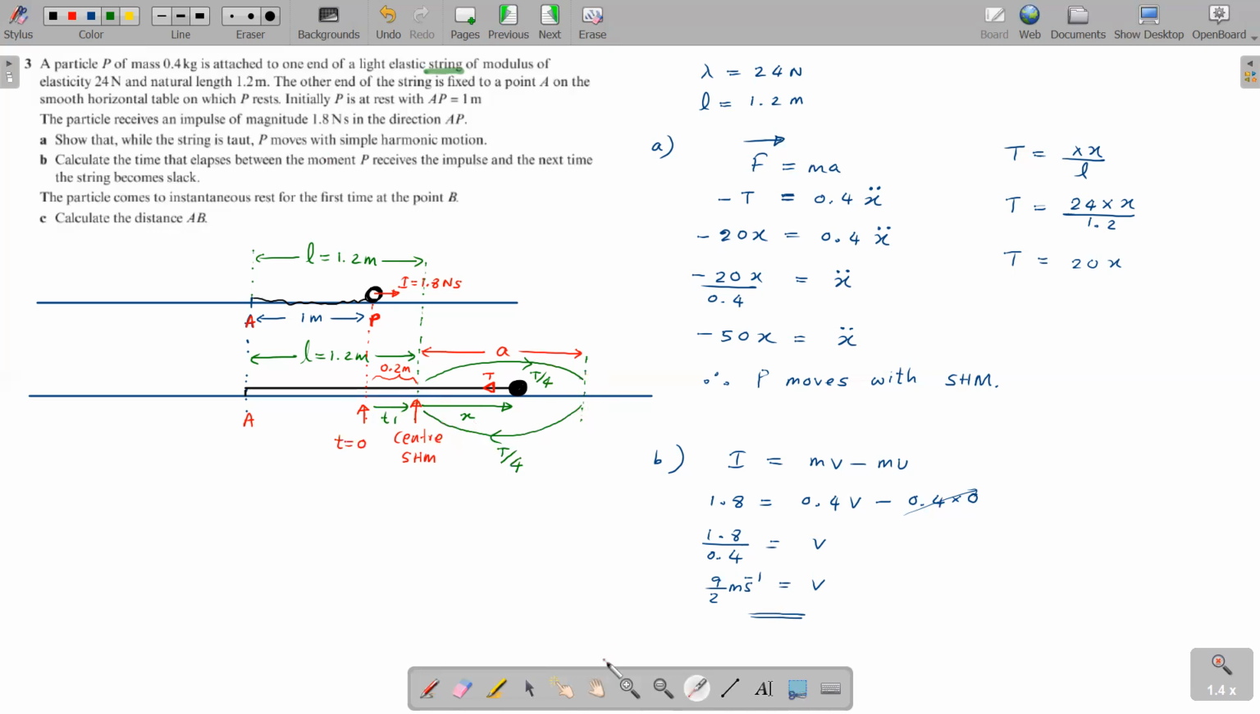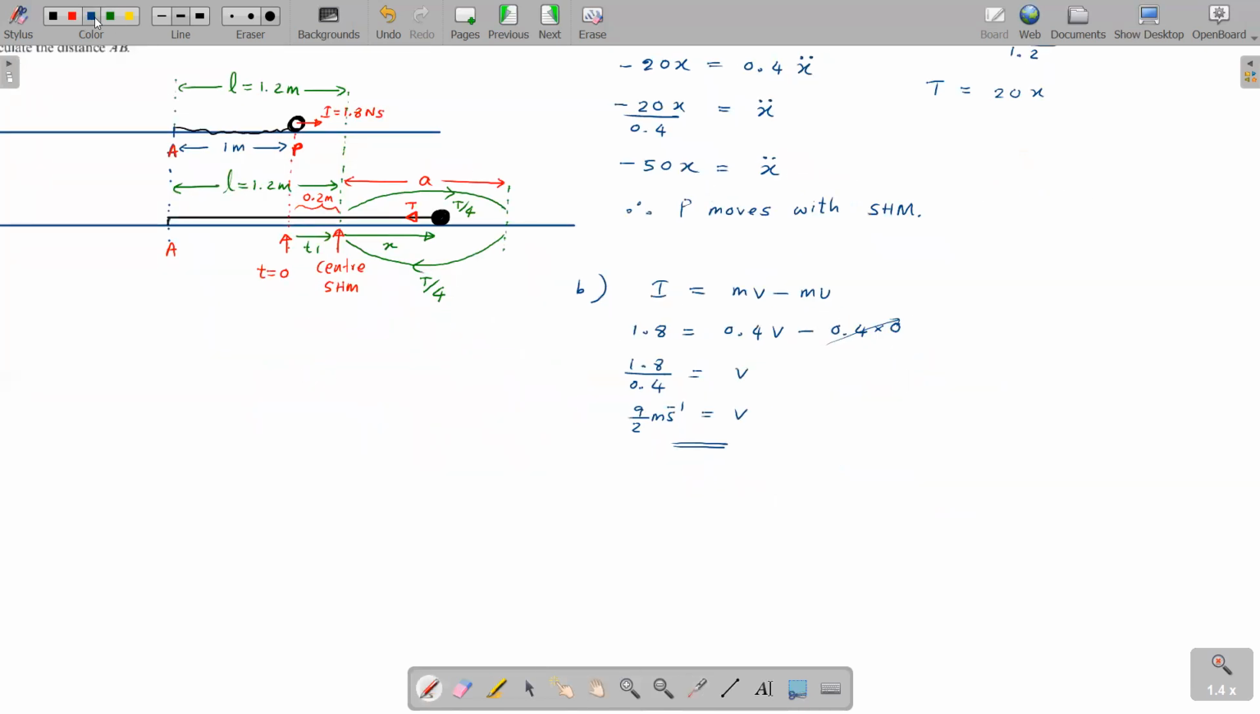Are you with me? So how do I find the time taken to move under constant velocity? We can apply S equals UT. S is 0.2, U is 9/2 or 4.5, into T1. This 4.5 is the velocity you get immediately after the impulse. With that velocity, you travel this 0.2 meters, and that's the Vmax at the center of SHM. So how much is the time? 0.2 divided by 4.5 is 2/45 seconds.